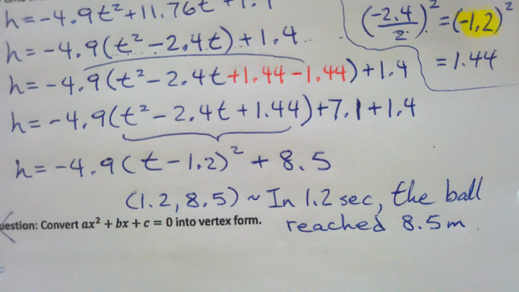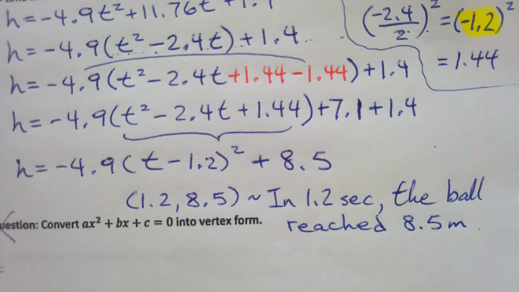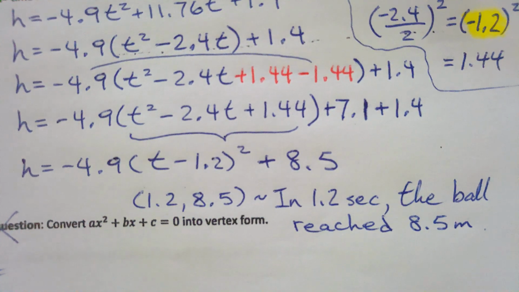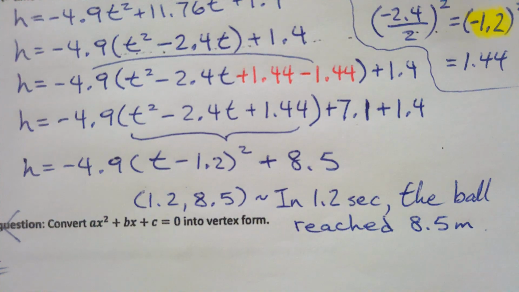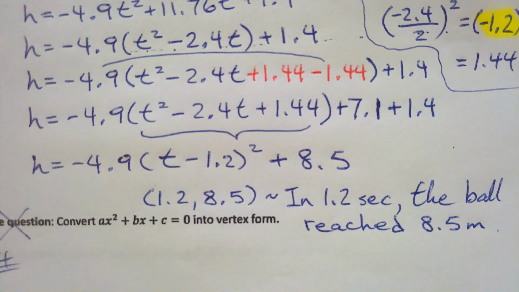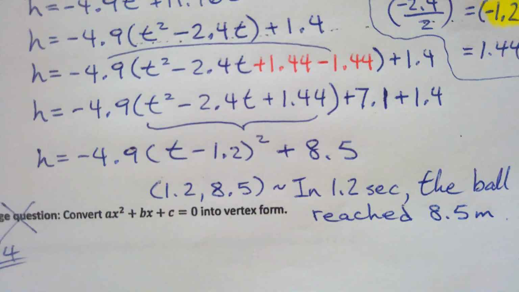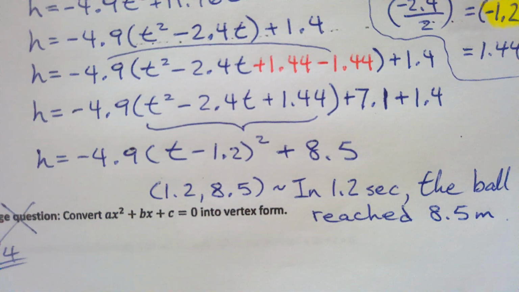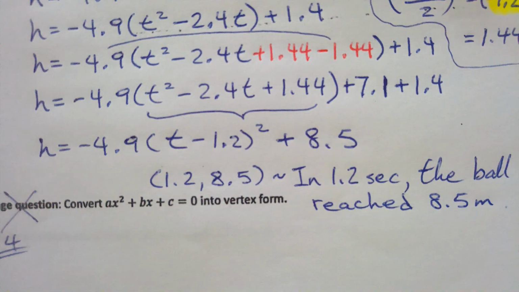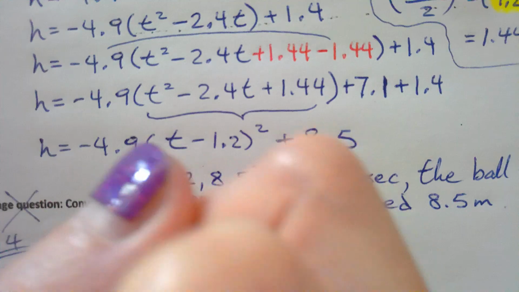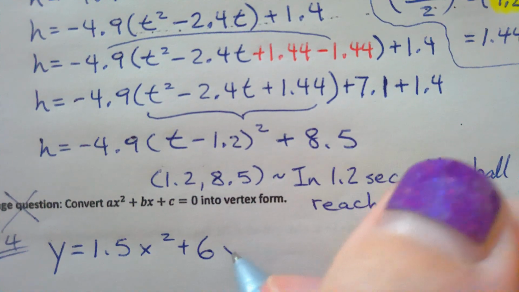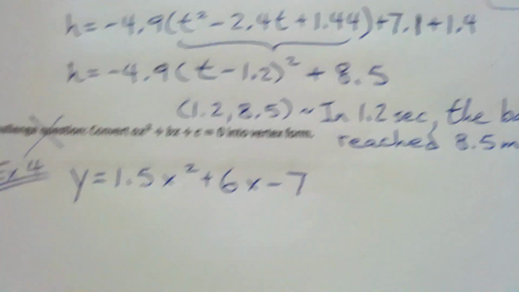Okay, let me give you guys an example. Here: y = 1.5x² + 6x - 7. Okay, can you guys try this now?